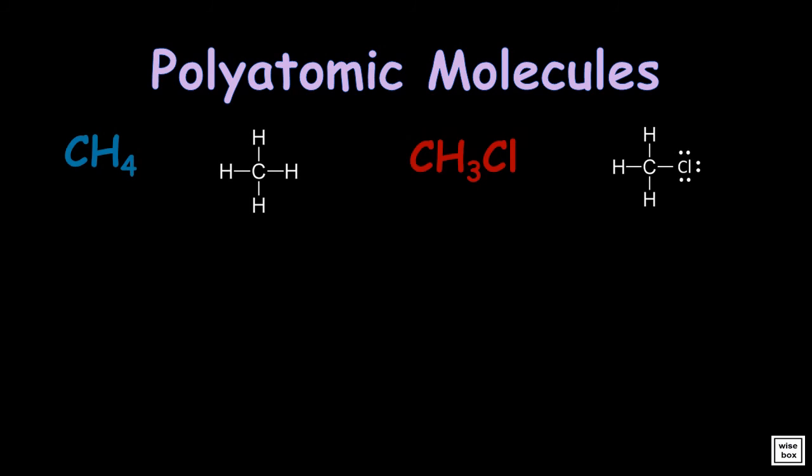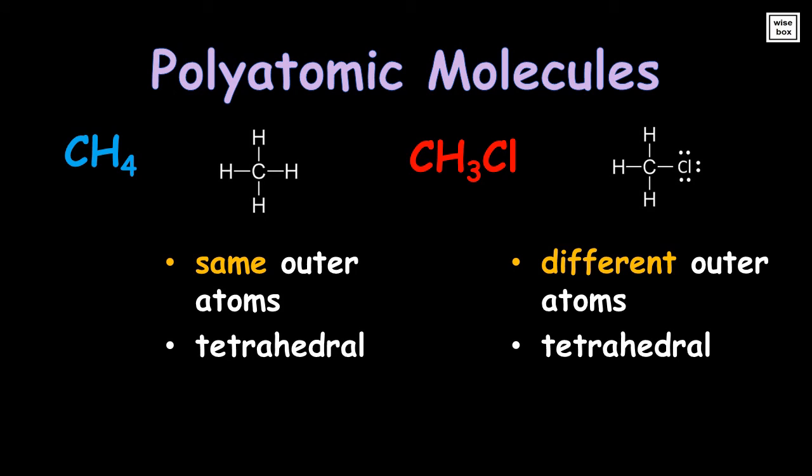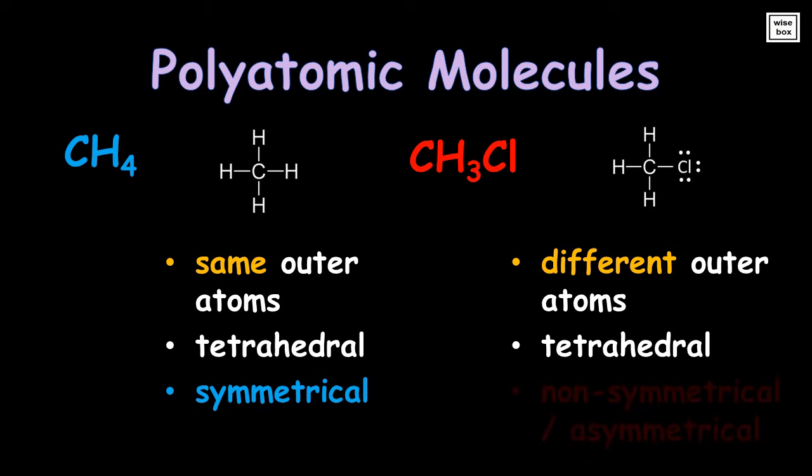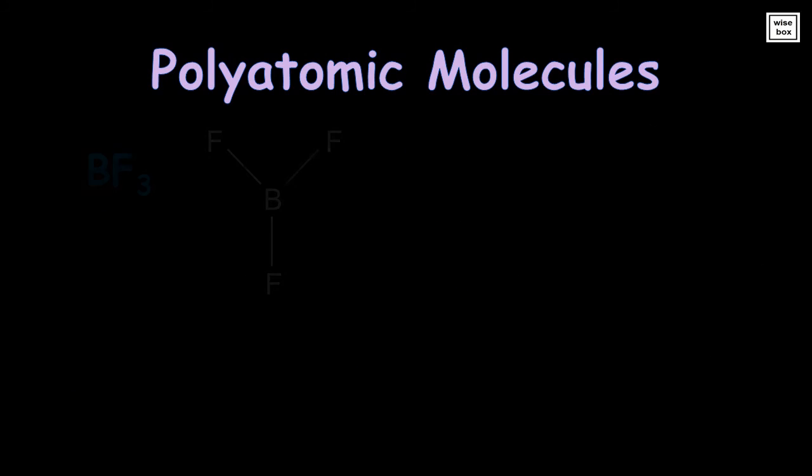Let's summarize the two molecules. Methane has the same outer atoms, while methyl chloride has different outer atoms. Central atoms have no lone pair, thus both are tetrahedral. In methane, the dipole moment is 0, and it is symmetrical, while in methyl chloride, the dipole moment points toward chlorine. It is non-symmetrical. In this case, the outer atoms were the key factor in polarity.